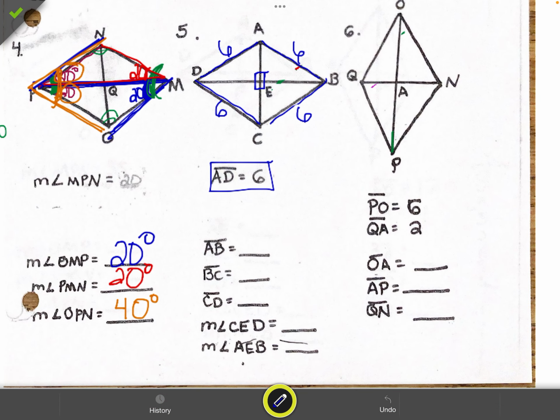All right, segment AB. Segment AB, oh look, it's a side. We already know that is 6. Segment BC, it's another side. All sides are congruent. Segment CD, another side. Okay, so we're looking up here. All our sides are the same measurement.